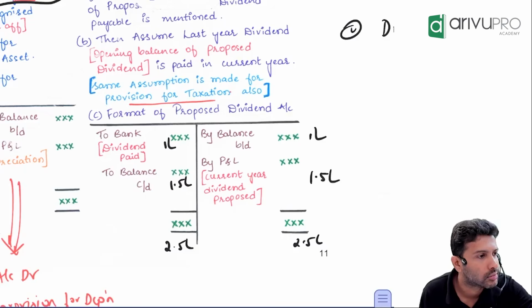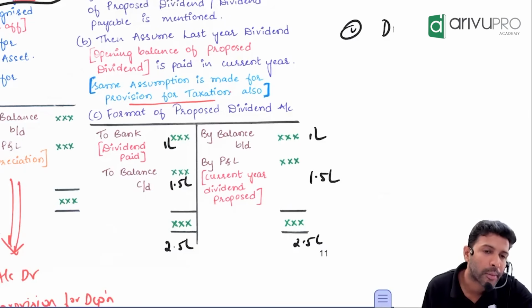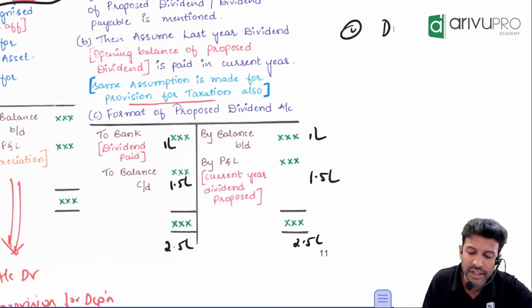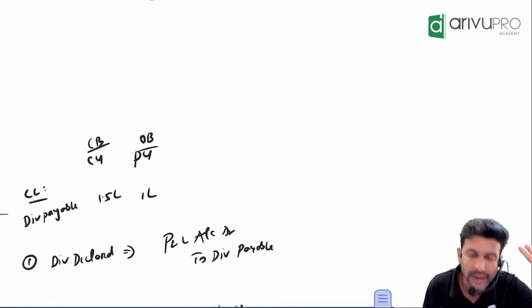So in one word, what is the takeaway? Opening balance is assumed to be paid off. That's it. When will you do this? When information is not given, or rather only two pieces of information are given. What two? Opening and closing.